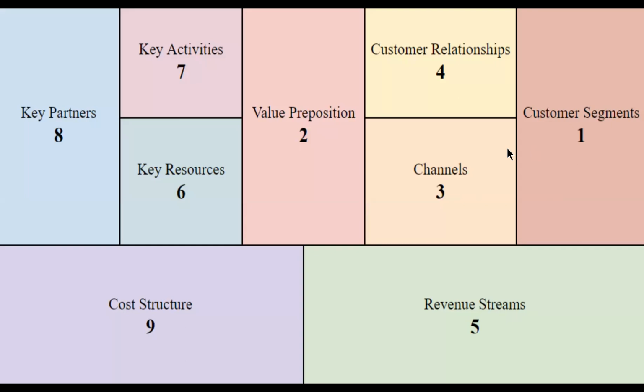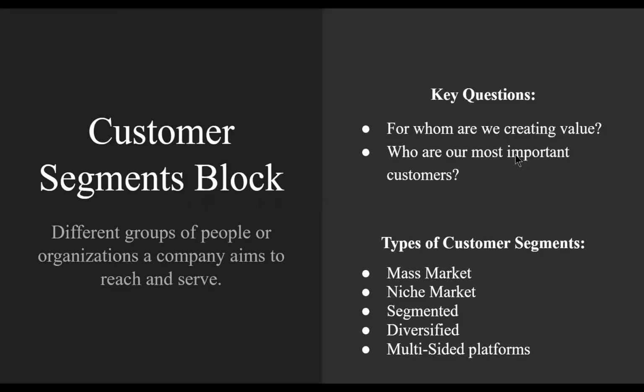The main canvas consists of 9 main topics. They are customer segments, value proposition, channels, customer relationships, revenue streams, key resources, key activities, key partners, and cost structure. We will dive into them one by one after this part. The first part I recommend you start writing by is the customer segments. Customer segments is basically who you are creating the value to. Like, who are your customers?